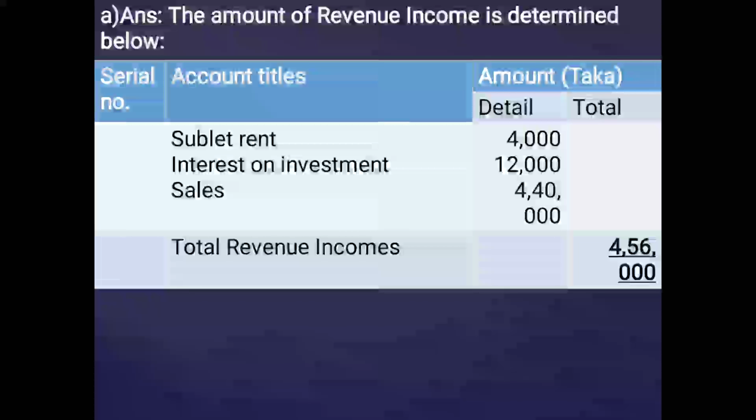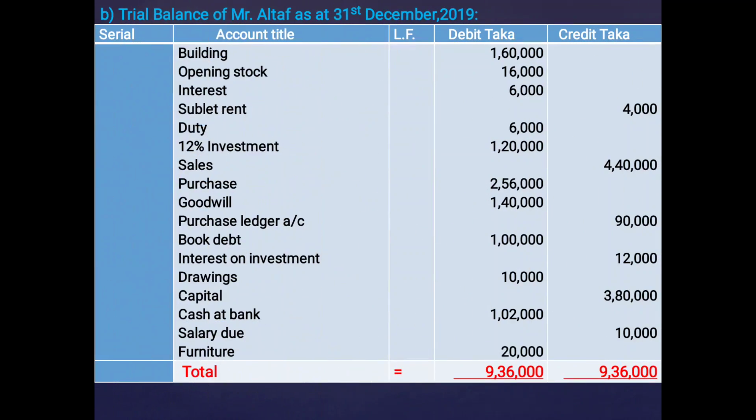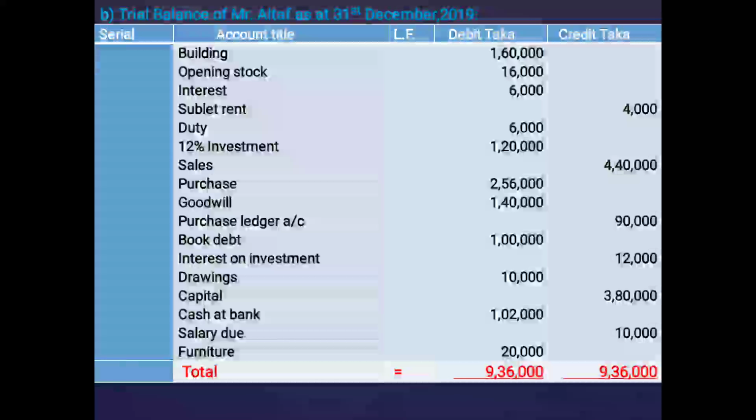Dear learners, I think you have written requirement A in your accounting practice copy. Now I can go for solving requirement B, that is the trial balance. At first you have to draw a new format for the trial balance. In total, 5 columns are available in the trial balance. Number 1, serial number. Second, account title. Third, LF, that is ledger folio or reference column. Number 4, debit taka. Number 5, credit taka.